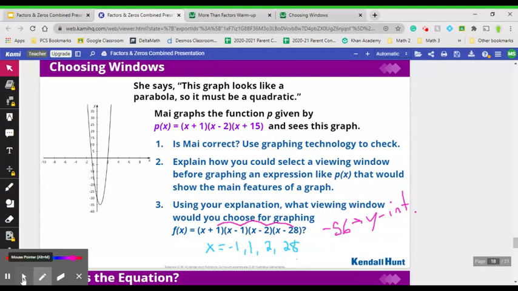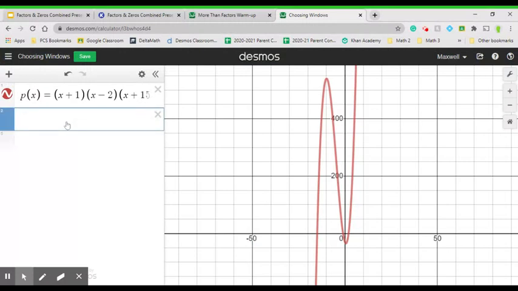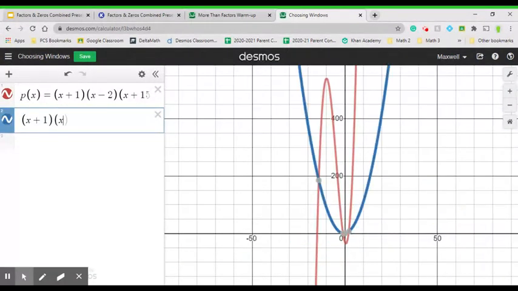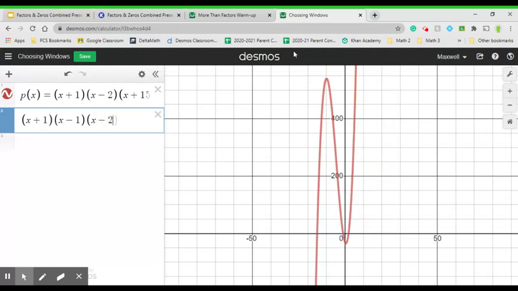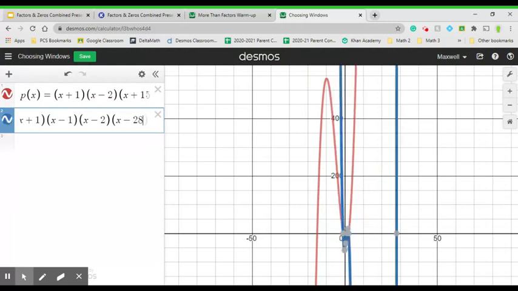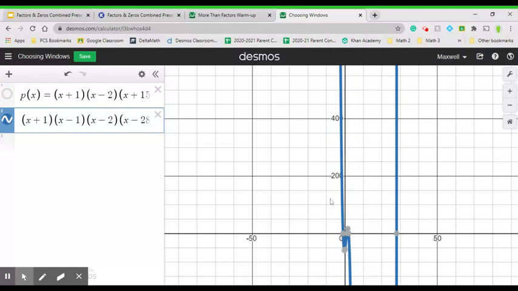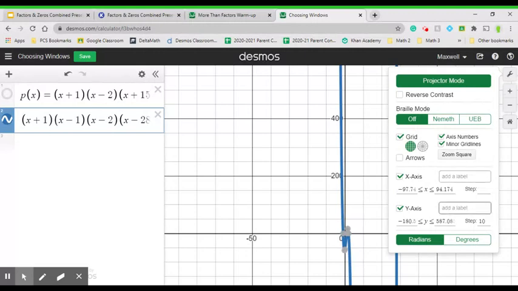And that we can take back to our graph and look at what that would end up looking like. So we can take that graph of x plus 1, x minus 1, and then x minus 2, x minus 28. Now we can see sort of everything, but remember, we want to include all of our x-intercepts and our y-intercept.